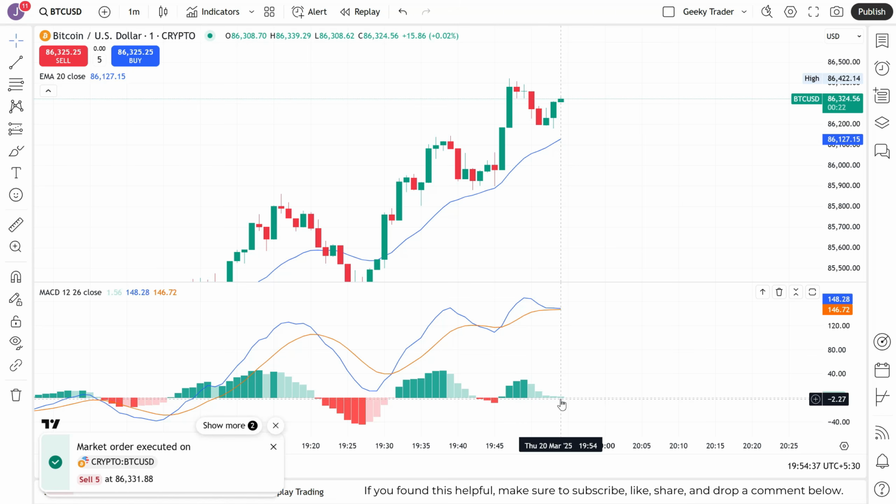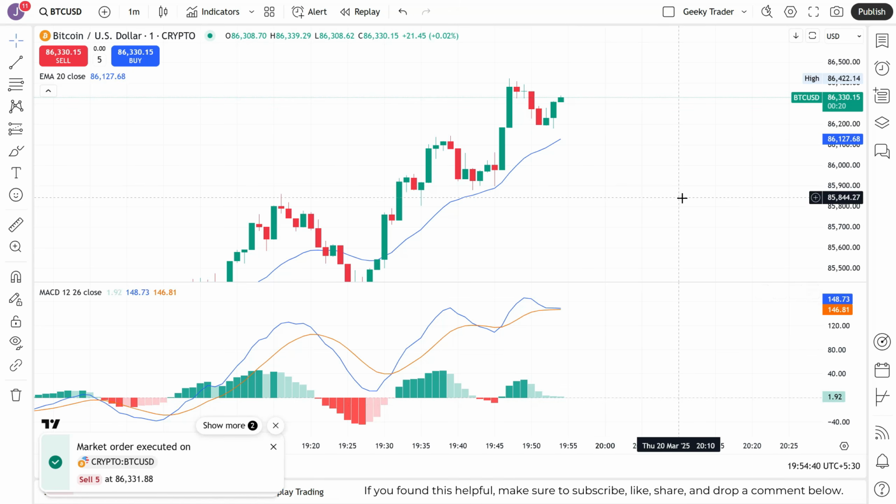This is a great example of why we don't just rely on one indicator, we combine multiple confirmations to make smart trading decisions.